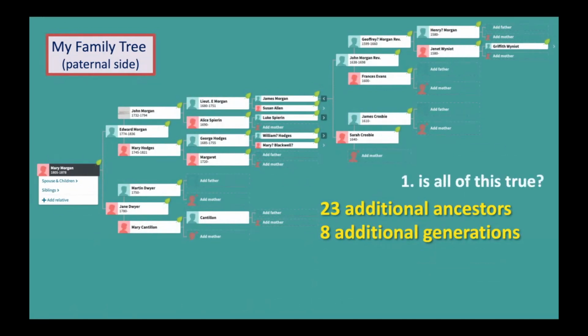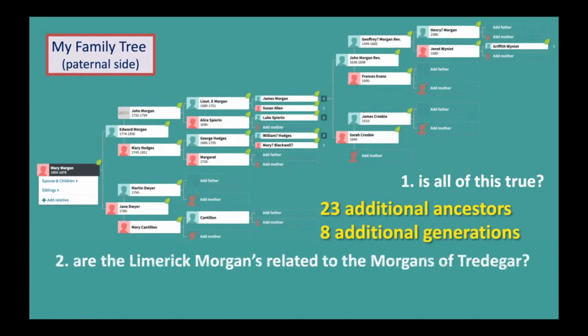Because we all know that genealogists make mistakes in their family tree, and some of these earlier ancestors are probably a bit iffy. So is all of this true? That was the question. And that's when I turned to DNA to try and confirm that this was true.